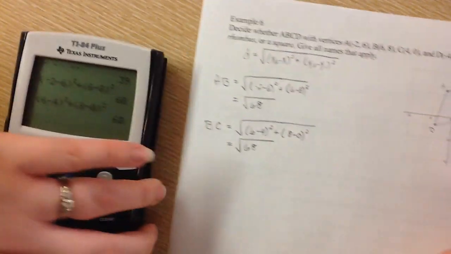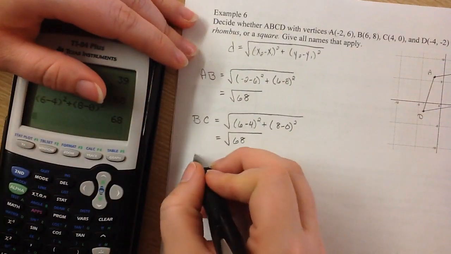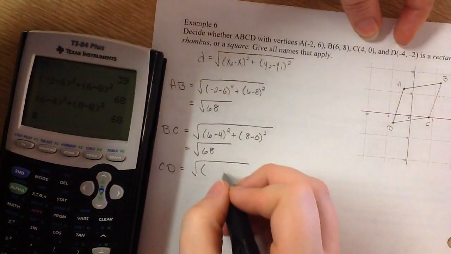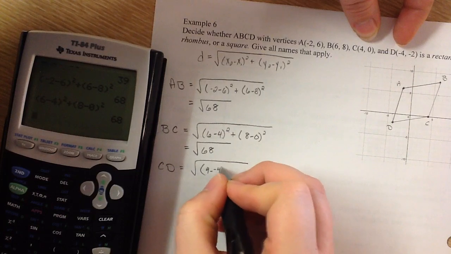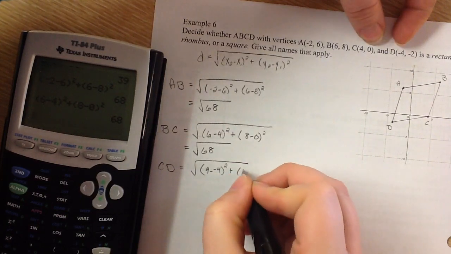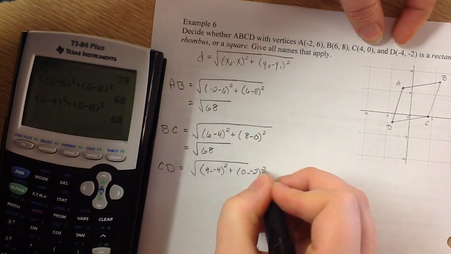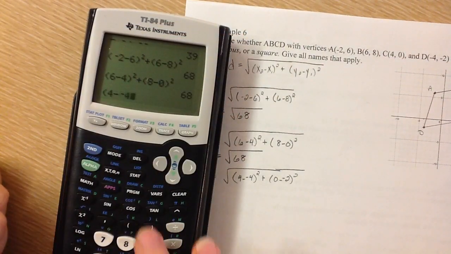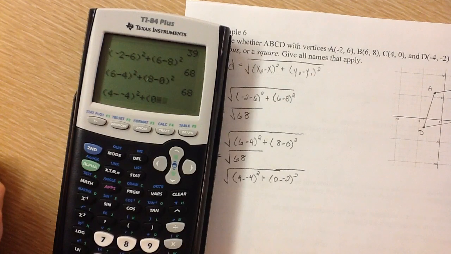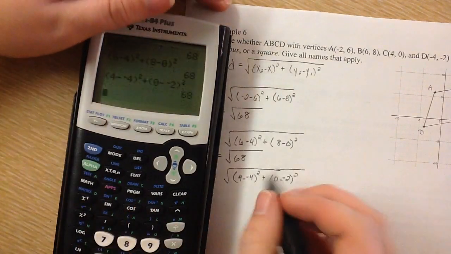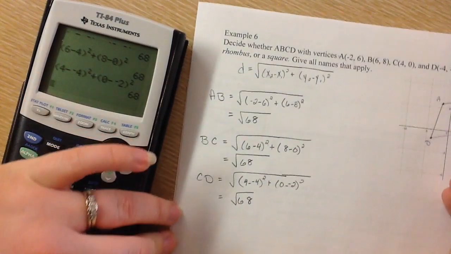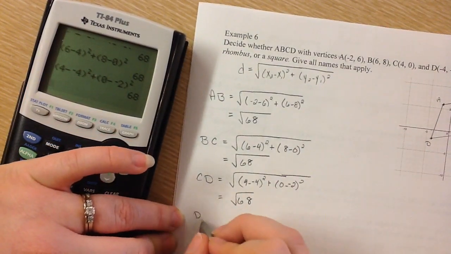Two sides congruent. Okay, so now we need to check C to D. Same process. From C to D, 4 minus a negative 4 squared plus 0 minus a negative 2 squared. We get 68. And so that was C to D. Last we have D to A.